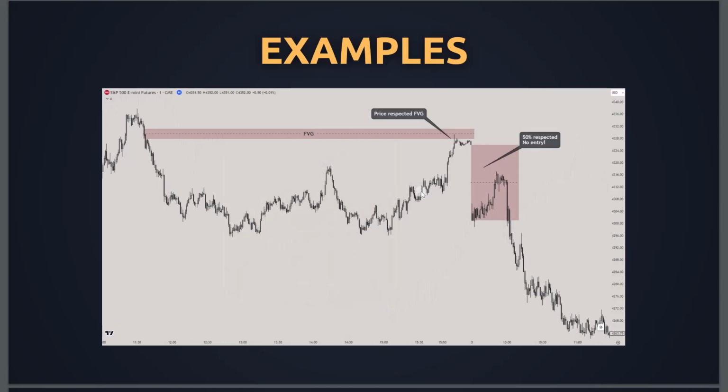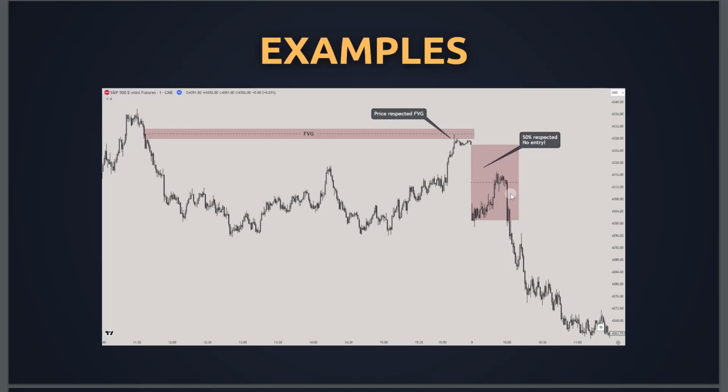Last example, and as we said, price respected a fair value gap here before the opening range gap, which means that price wanted to go lower, and big opening range gap after that. Price came into the 50%, created a fair value gap here. Did we have an entry? No. So that's the point of this example.